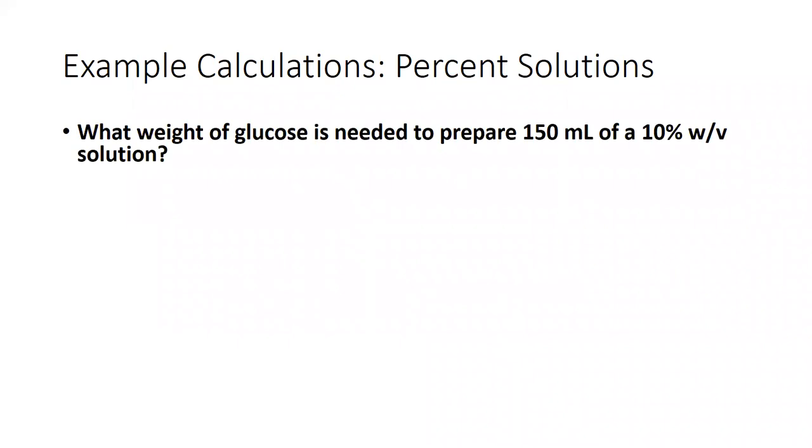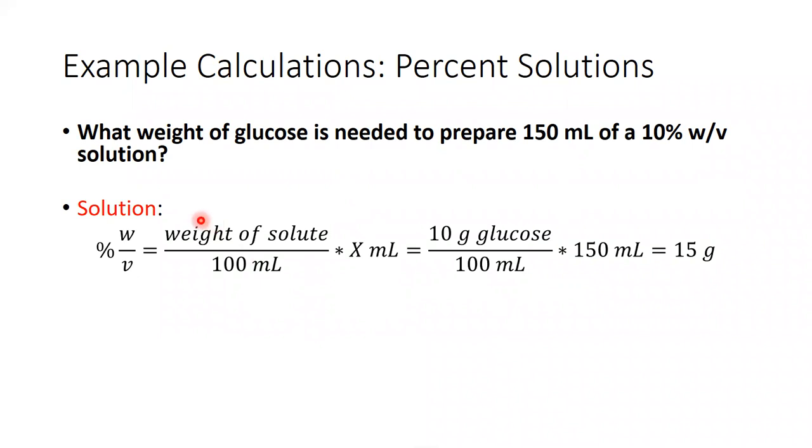Now another one. So what weight of glucose is needed to prepare 150 milliliters of a 10% weight volume solution? So for this, we have our base calculation where you have weight of the solute over 100 mLs, and then you want to make 150 mLs, so this will be your X. So we know that we want a 10% weight volume, so we do 10 grams over 100 milliliters, because that's by definition a 10% weight volume solution. We want to make 150, so we multiply by 150 to get 15 grams. That's one way to set this up.